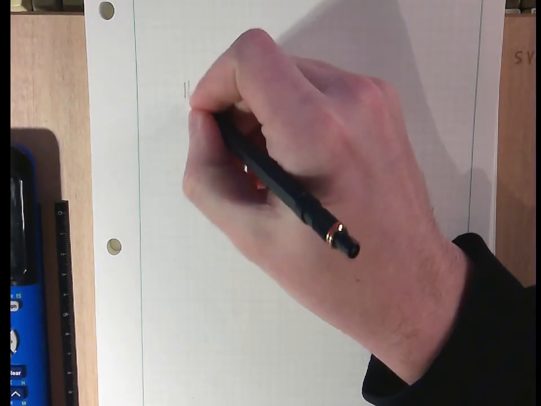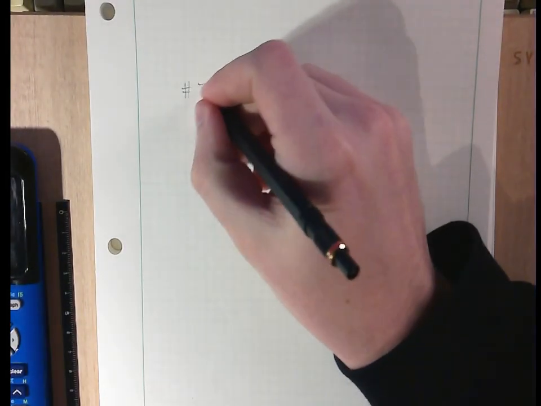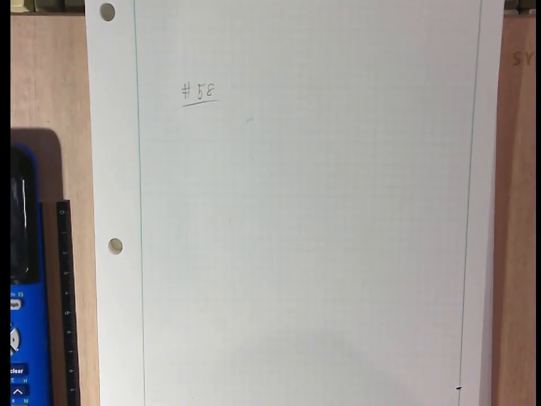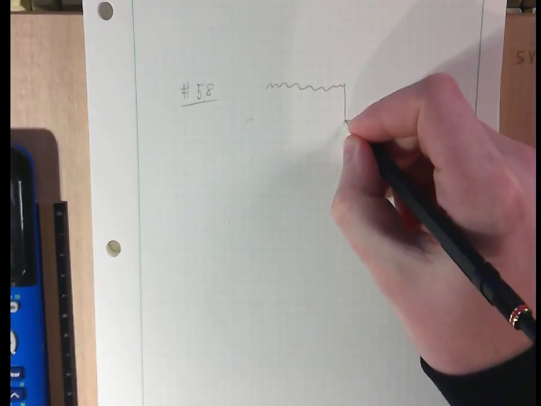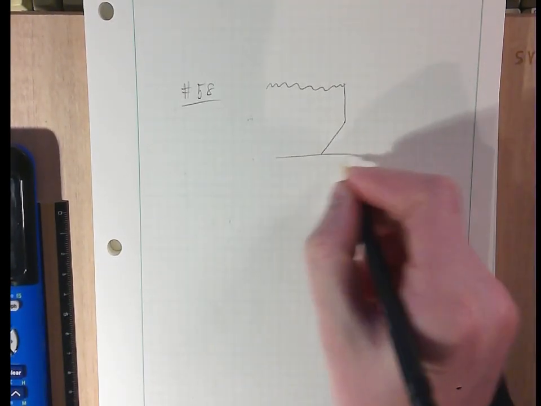This is problem number 58, and this is going to be a really, really good one, so make sure that you understand this one very well. We've got this water here, comes down, and comes over, and this right here is our ground.